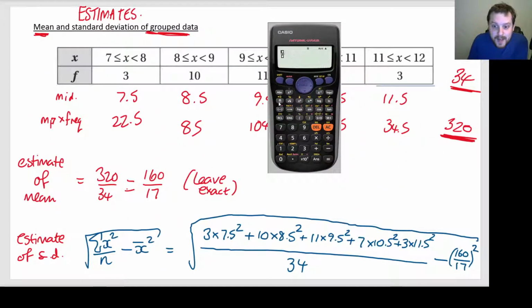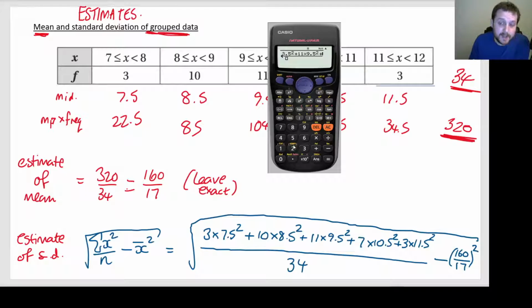So let's type this entire thing into the calculator and see if we get the same answer as the book. So we are doing 3 lots of 7.5 squared. Again, I will say this one more time: it's because we're adding up all of the data points squared. There's 3 of those 7.5 squareds. Don't get confused, you're not squaring the 3. The 3 is telling you how many there are. You don't square that. 10 lots of 8.5 squared. 11 lots of 9.5 squared.